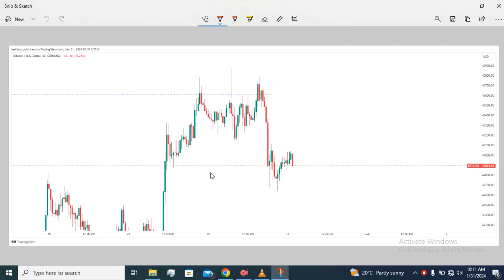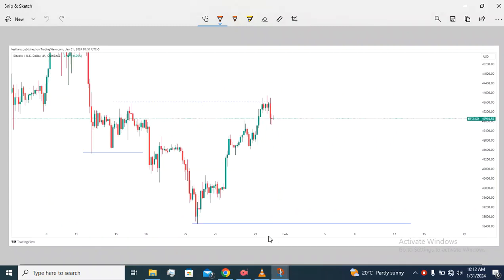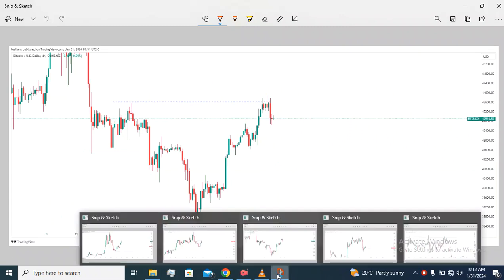Quick one on Bitcoin. We can see this is the target that we had drawn for the market to draw on. This is one on the, we are here on the 30 minutes time frame. We can go back to the high. This one is the 4-hour time frame.